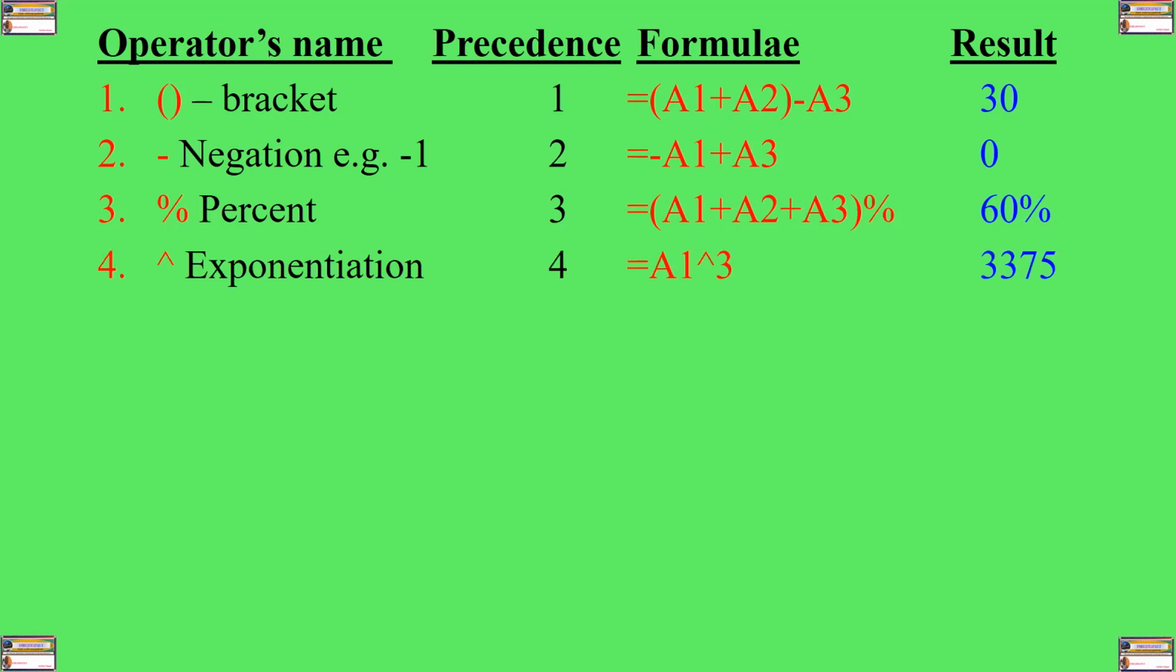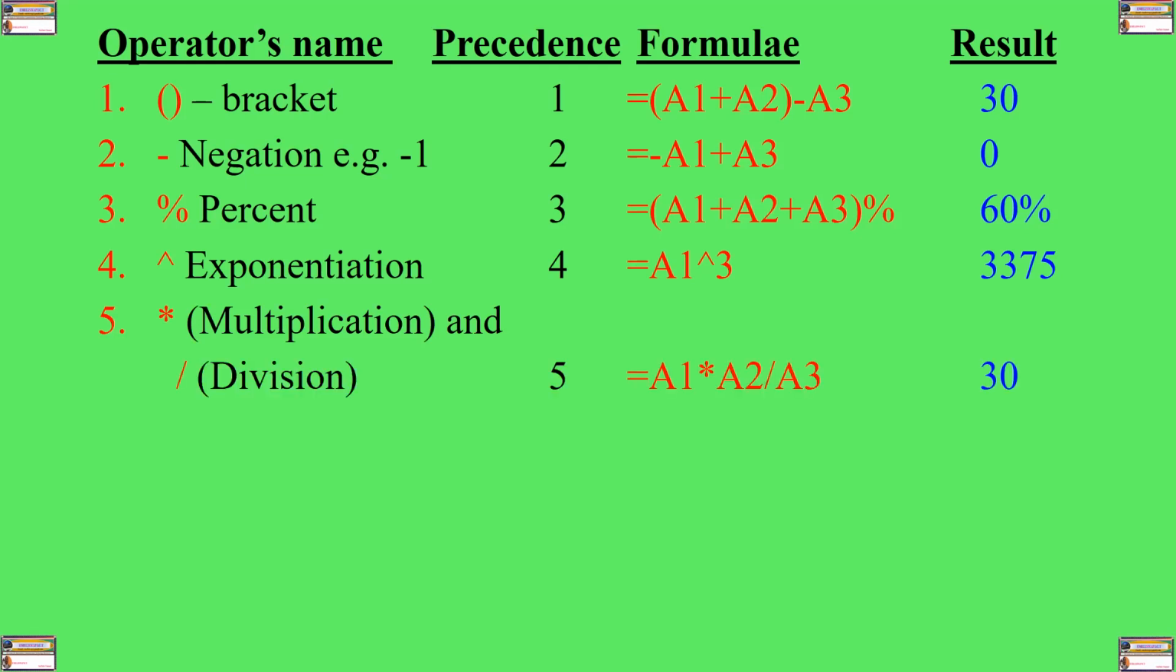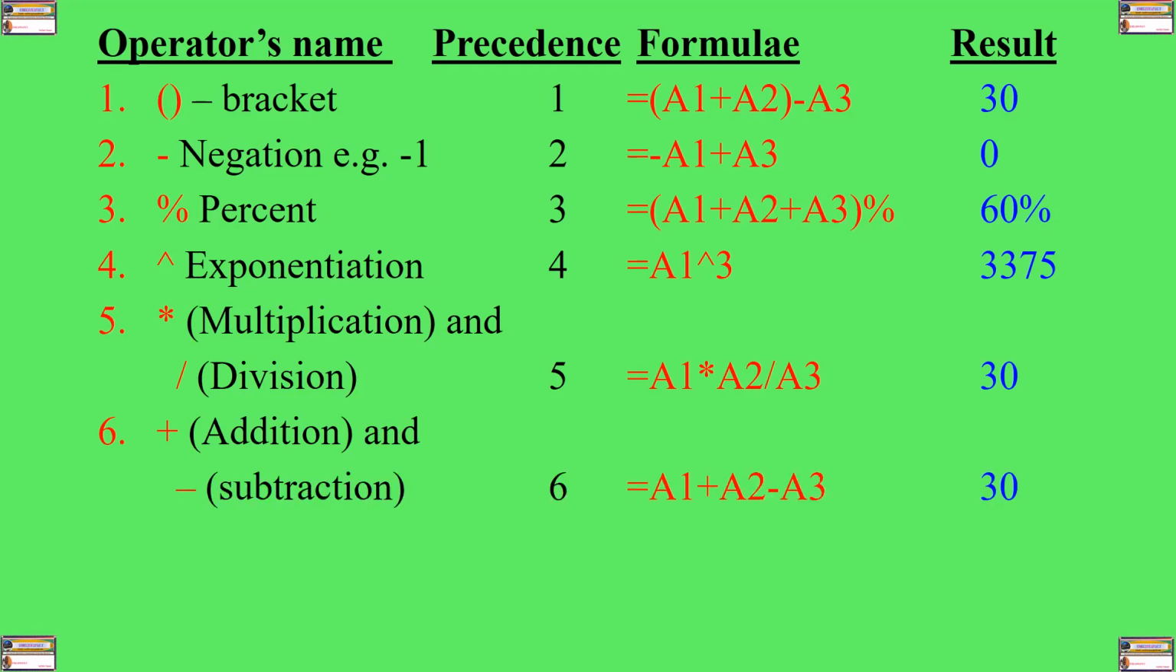The fourth operator is the exponentiation, which is written as you can see. Sometimes it is called the caret. It is under precedence number 4, and an example of such a formula will be equals A1 raised to power 3. And that gives 3375. The fifth operator is the multiplication, and it's normally followed by the division sign. The two are given precedence number 5, and an example of such a formula is equals A1 times A2 divided by A3. That would give 30.